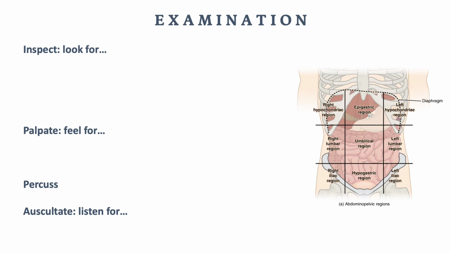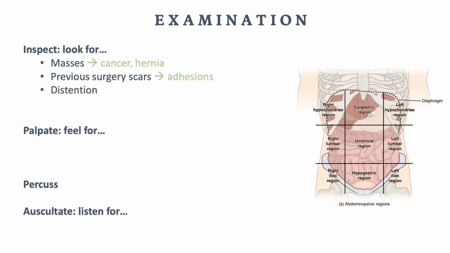If a patient presents with abdominal pain, you need to perform an abdominal examination. When inspecting the patient's abdomen, look for any masses, and this might suggest cancer or a hernia. Check for previous surgery scars, which might suggest adhesions as the cause of the bowel obstruction, and also look for abdominal distension. When palpating the abdomen, feel in the 9 abdominal quadrants and look at the patient's face as you're doing so to check if they're in any pain.